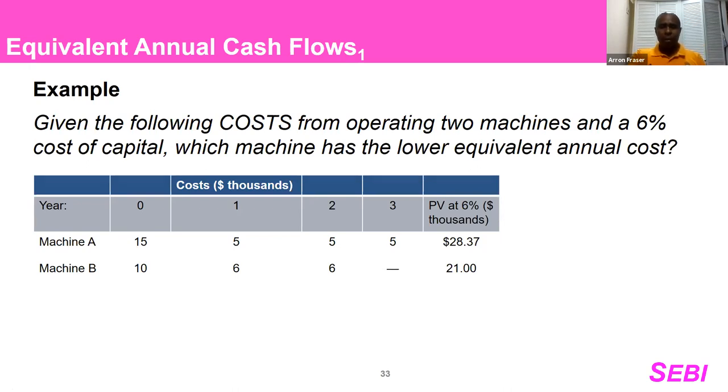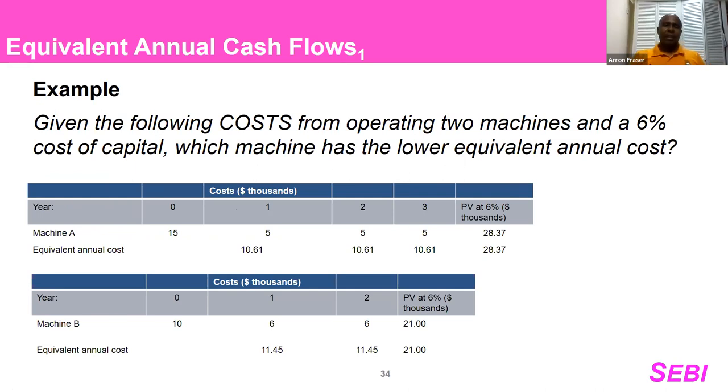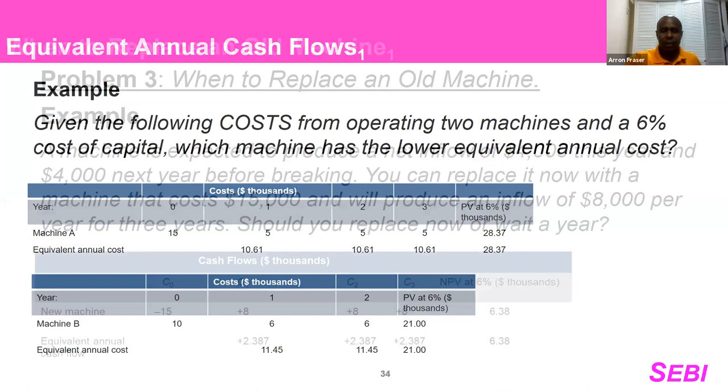But then we're required to do the calculation to get the equivalent annual cost. To get the equivalent annual cost, what we do is take the NPV that we calculated and divide it by the 3-year annuity factor at 6%. And we should end up with 10.61 as the annual equivalent cost, and that's for machine A. In the case of machine B, we'll take the present value of 21 and divide it by the 2-year annuity factor. Let me see if I can get that for you.